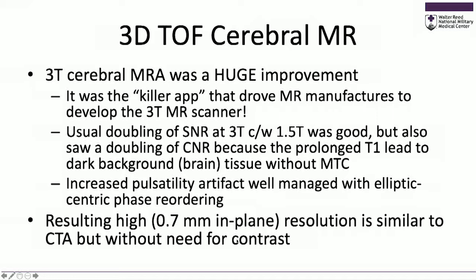But what really was exciting was to hear John Houston describe some of his initial clinical experience when Mayo Clinic installed the first clinical 3T scanner, and especially for MR angiography. It was the killer app that drove the MR manufacturers to develop 3T MR. We got the usual doubling of signal to noise at 3T compared to 1.5, but we also got a marked improvement in contrast to noise because of the prolonged T1s that we heard about this morning, which decreases the signal intensity in the background brain.